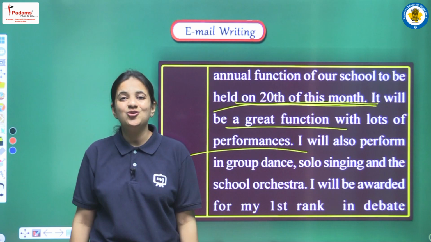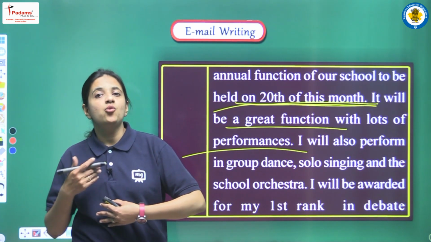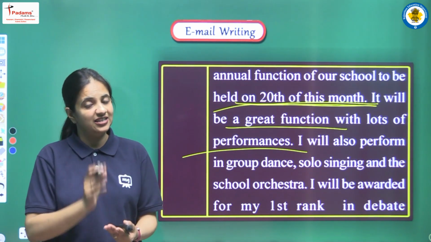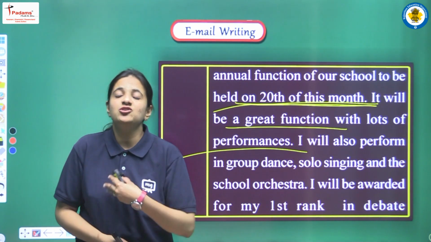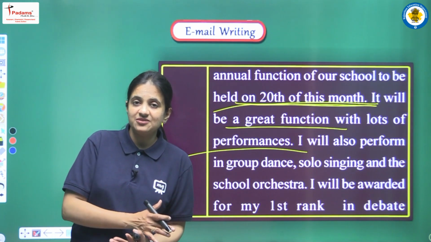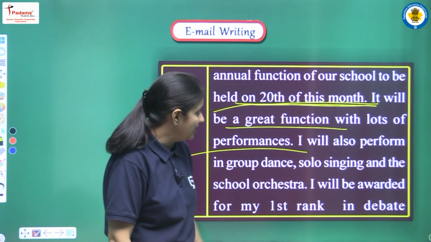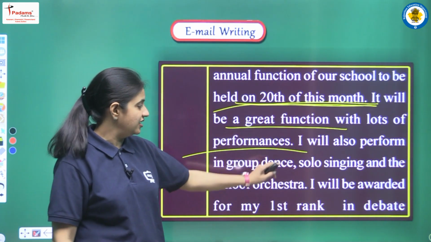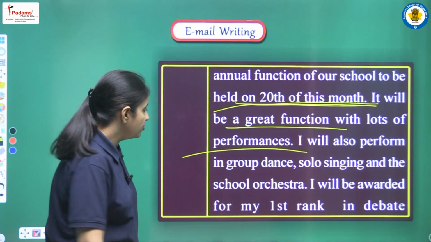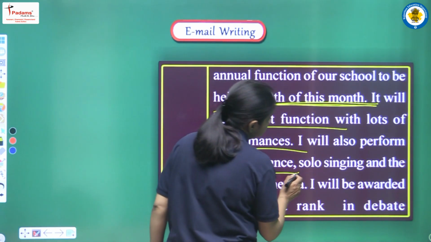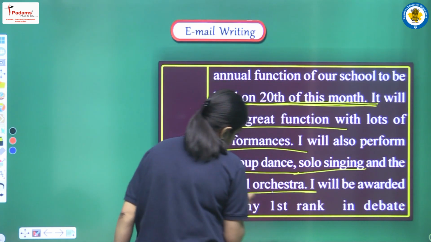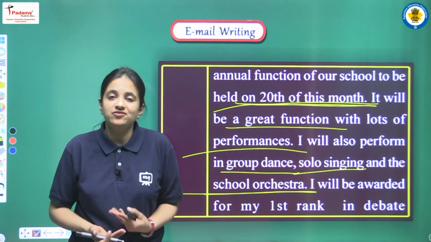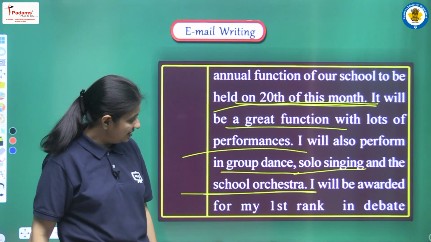Now obviously we have to write our participation also, that what is our contribution or what is our participation in our school annual function. That thing is also very much important, because जो आपका जो cousin है वो obviously आपकी performance में ही ज़्यादा interested होने वाला है. So we have to give the details related with our participation also. So here we can write in this manner, that I will also perform in group dance, solo singing and the school orchestra, because these are the general performances जो कि generally सभी schools के annual functions में होती हैं. So we are writing all the details.